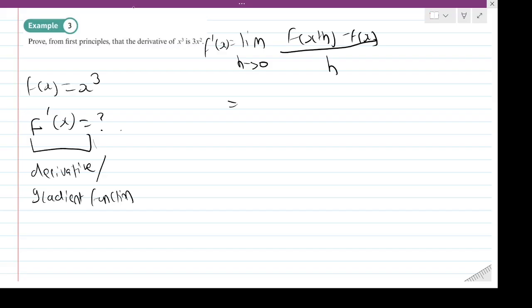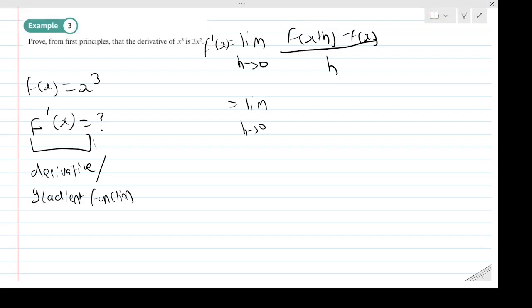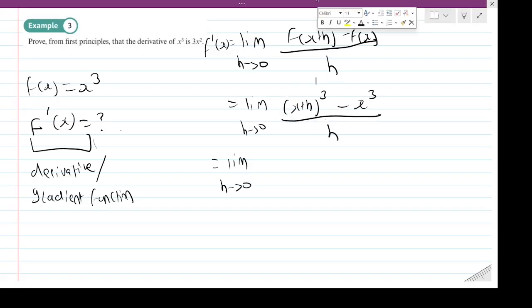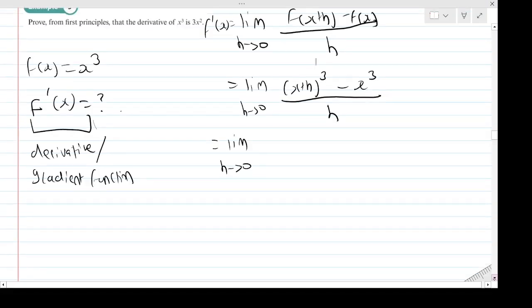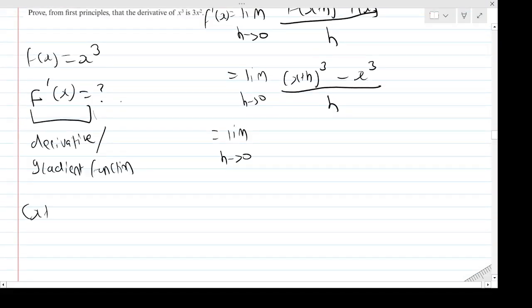If I were to continue on with this, it'd be the limit as h tends to 0, but instead of f of x, I have f of x plus h. My input is x plus h. Well, f of x is x cubed, so f of x plus h is going to be x plus h cubed. Then take away f of x, which is just x cubed. And then it's all over h. So if I continue this, limit h tends to 0, I need to expand this bracket. It's a triple bracket, so it's probably best to do it somewhere else, let's say here. So x plus h cubed is going to be x plus h 3 times.